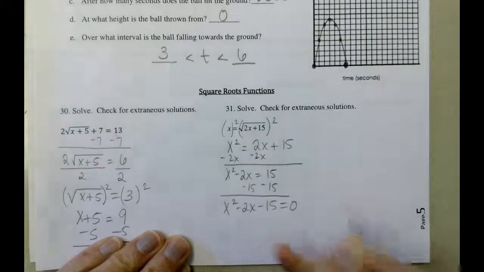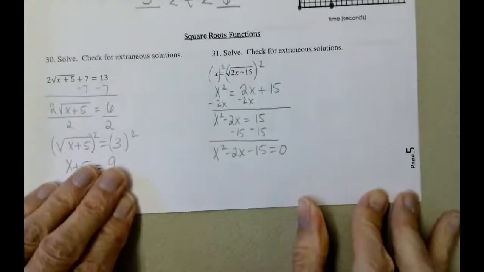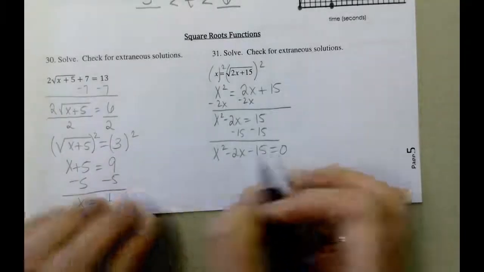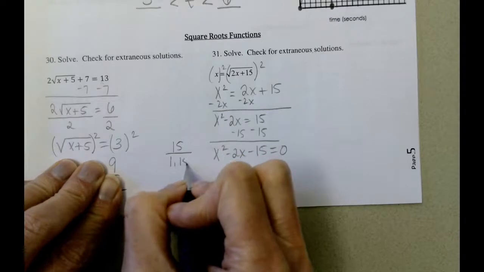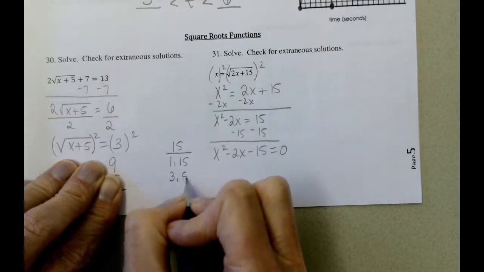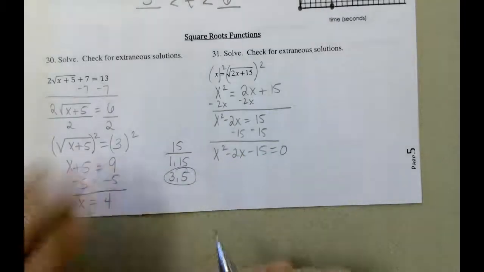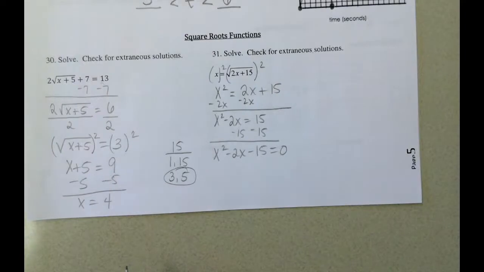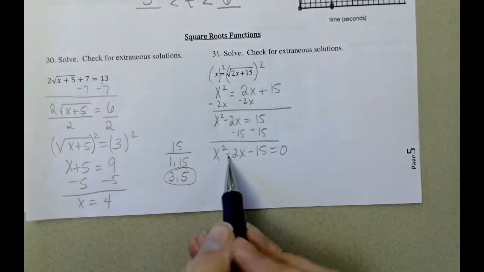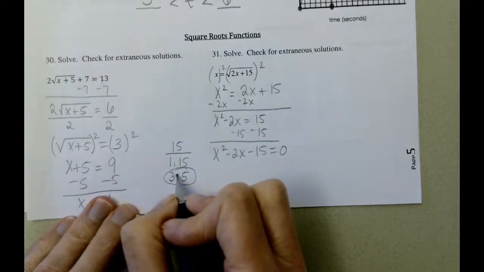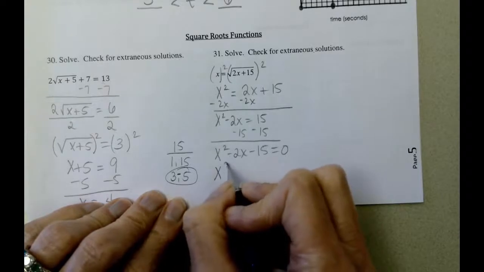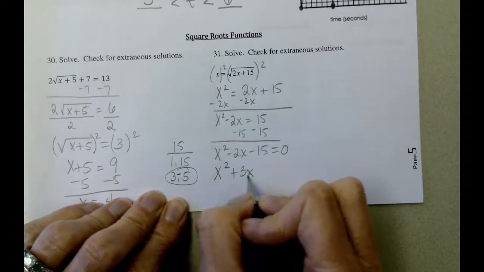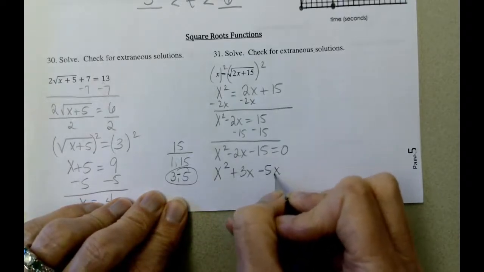And now we have this set up so that we can split the middle. So 1 times 15 is 15. And the factors of 15 are 1 and 15, and 3 and 5. And we're looking for numbers that combine to be 2. Either add or subtract to be 2. We really need negative 2, so this is going to be 3 minus 5. We're splitting the middle, so we get x squared plus 3x minus 5x minus 15.